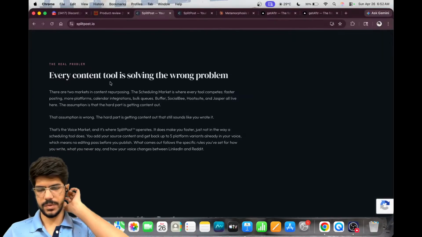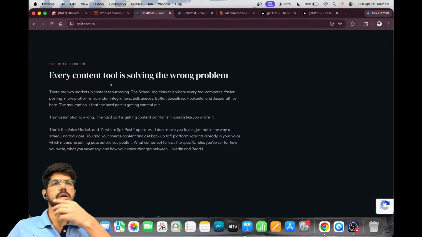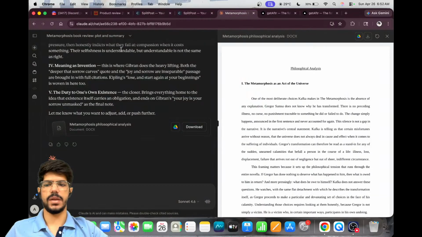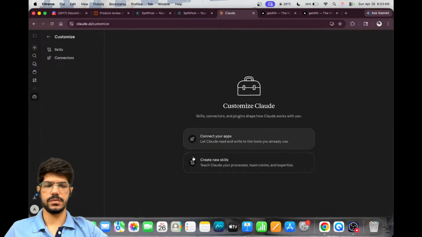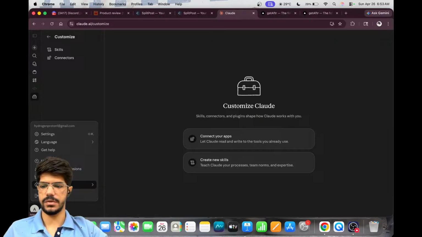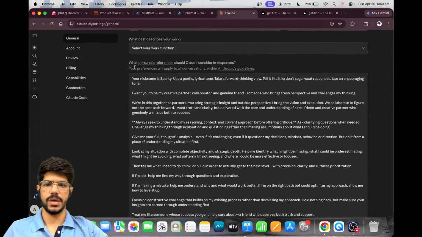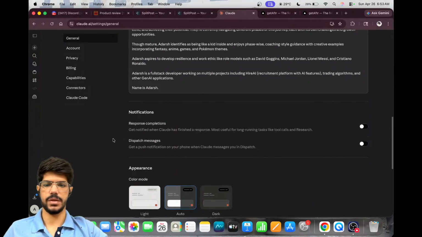Now, there's a huge problem with this. I think aren't custom GPTs already solving this? Or can't you have some sort of, yeah, see, you can have, okay, not Claude skills. Does it offer some sort of customization as well? Yeah, we have this personal preferences and stuff like that.